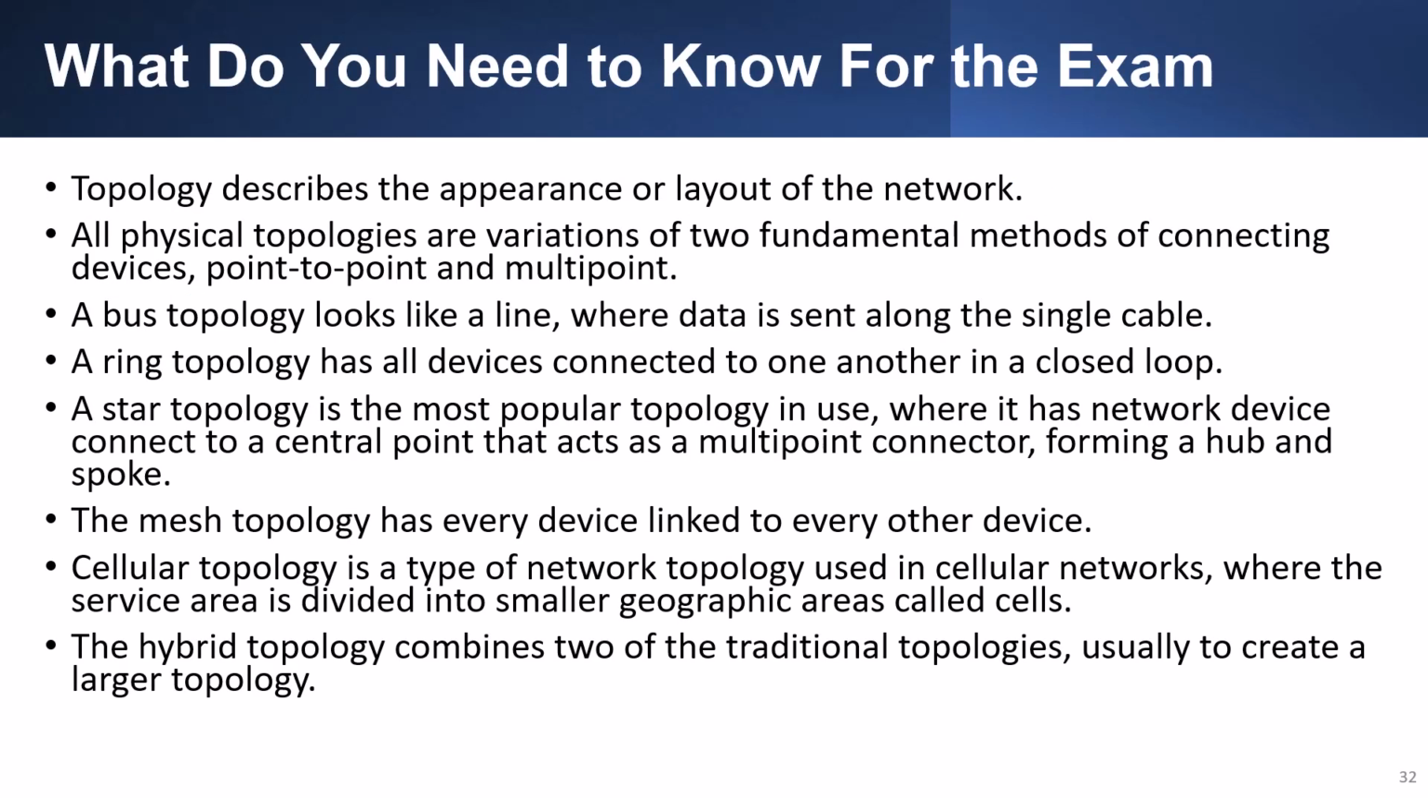In summary, topology describes the appearance or layout of the network. All physical topologies are variations of 2 fundamental methods of connecting devices: point-to-point and multi-point. A bus topology looks like a line where data is sent along the single cable. A ring topology has all devices connected to one another in a closed loop. A star topology is the most popular topology in use, where each network device connects to a central point that acts as a multi-point connector, forming a hub and spoke. The mesh topology has every device linked to every other device.